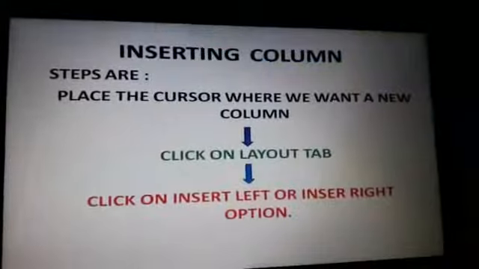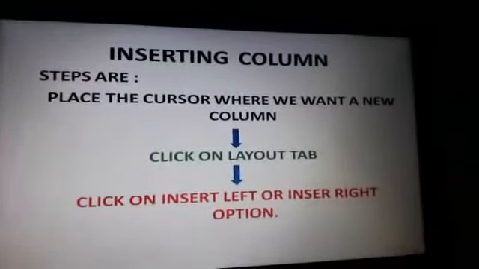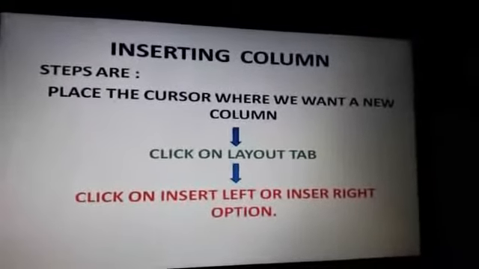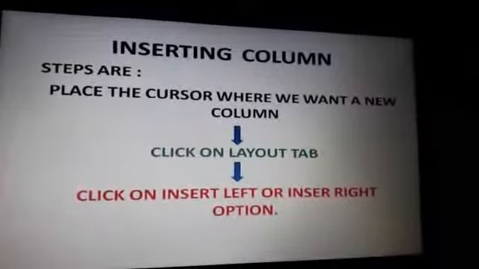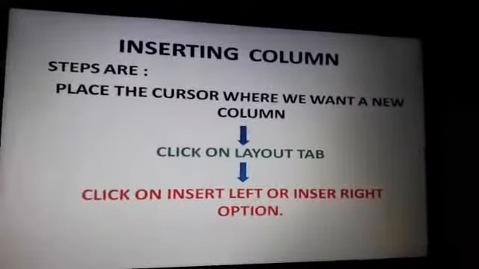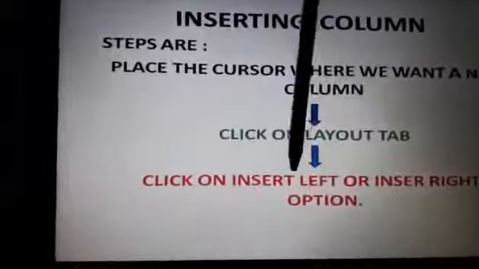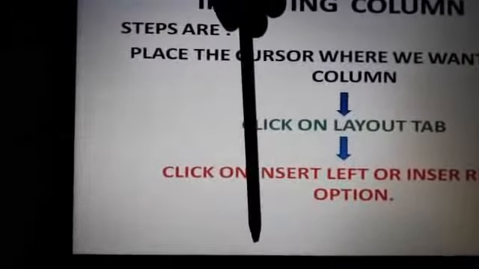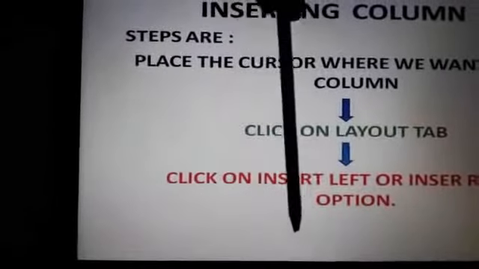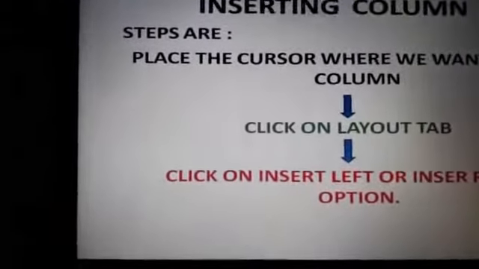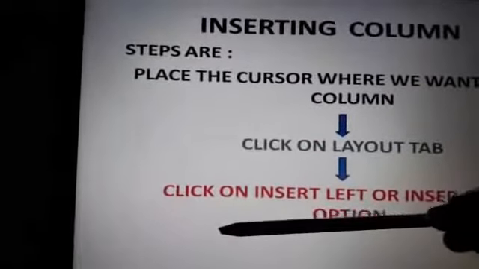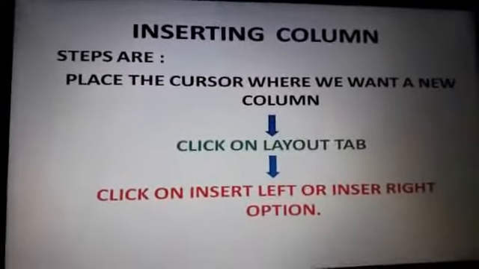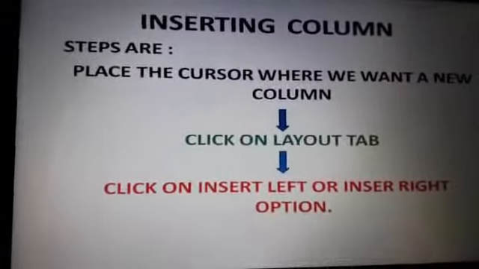Okay, our topic is inserting column. The steps are: click the cursor where we want the new column, and then click on the layout tab and insert left or insert right option. Because see, a column is a vertical one, so it can be inserted only on the left side or only on the right side, not above or below. So we will select only insert left or insert right.